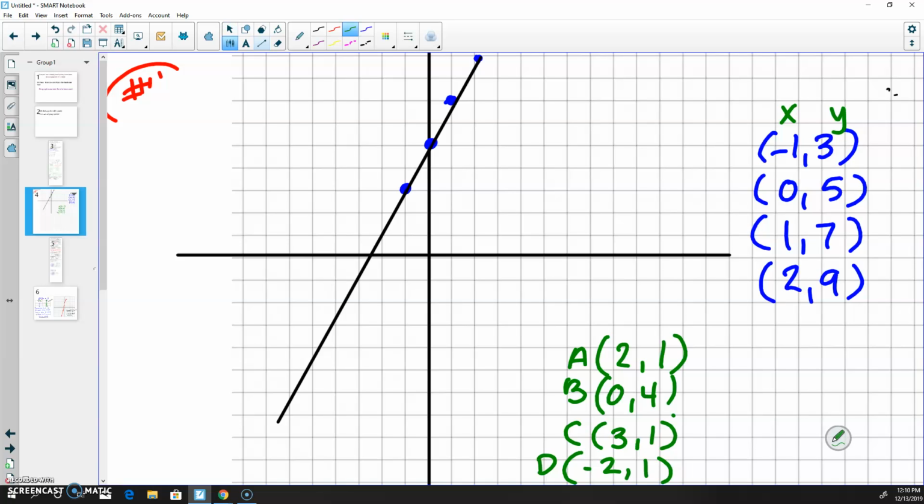They want to know which point falls on that line. Does A, over 2 up 1, fall on the line? No. Does B, over 0 up 4, fall on the line? Does C, over 3 up 1, fall on the line? And D, over -2 up 1. Yeah. So D works.